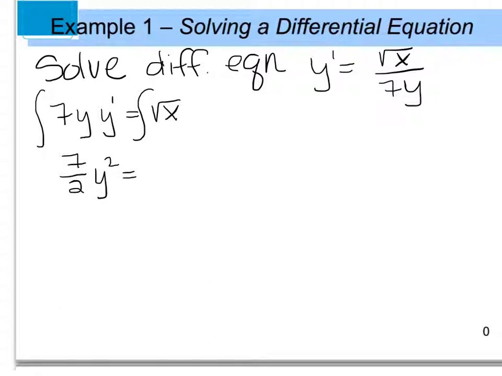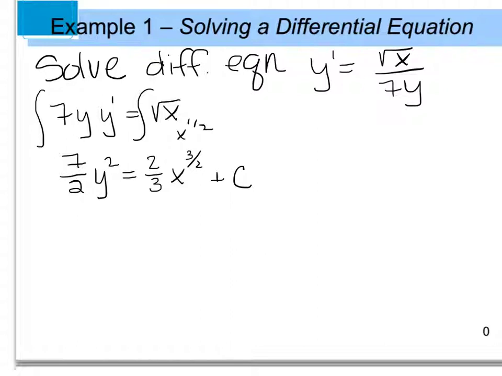equals, now remember the square root of x is really x to the 1/2. So to integrate that, I'm going to add 1 to my exponent to give me 3/2, and then I have to multiply that by the reciprocal, so I'm going to end up with 2/3 x to the 3/2 plus c.